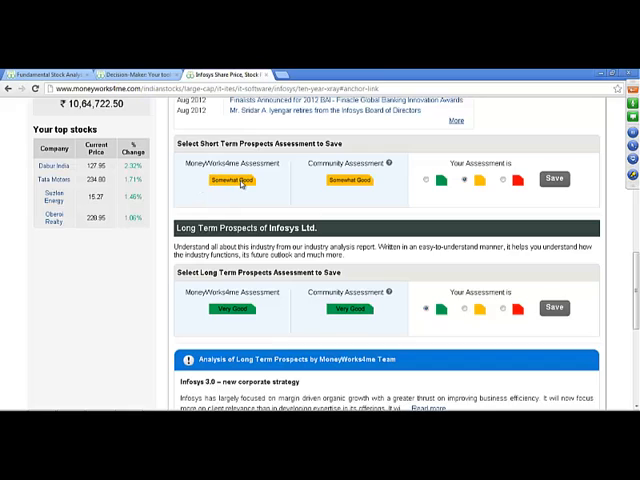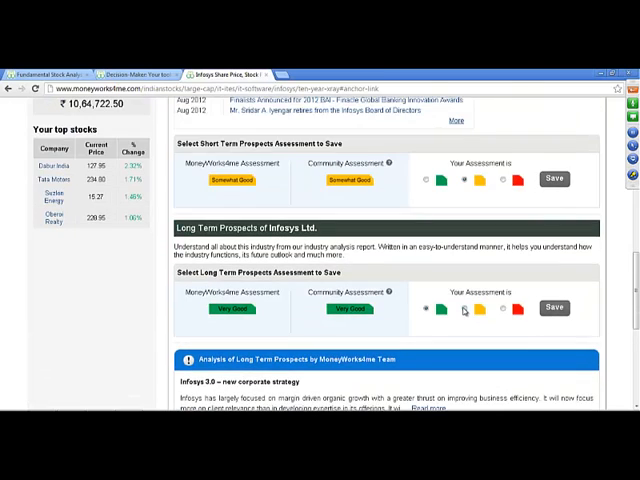The short term Money Works For Me assessment is somewhat good. Community assessment is what the larger audience at Money Works For Me is thinking about the short term prospects for Infosys. The community assessment seems to match that given by our team, which is again orange, somewhat good, whereas for the long term both Money Works For Me as well as the community assessment is very good. And you can again save your assessment so that it is available for you in your watch list and your bot list.